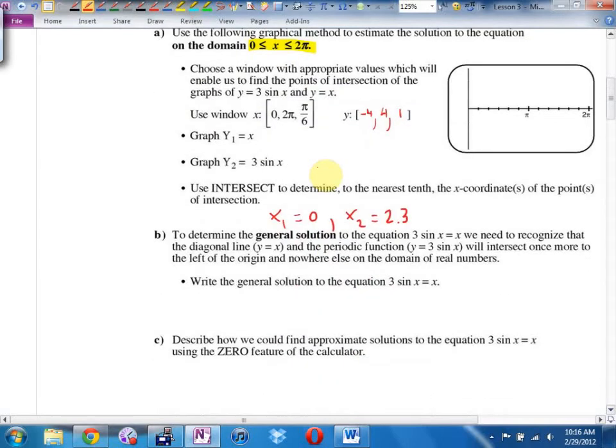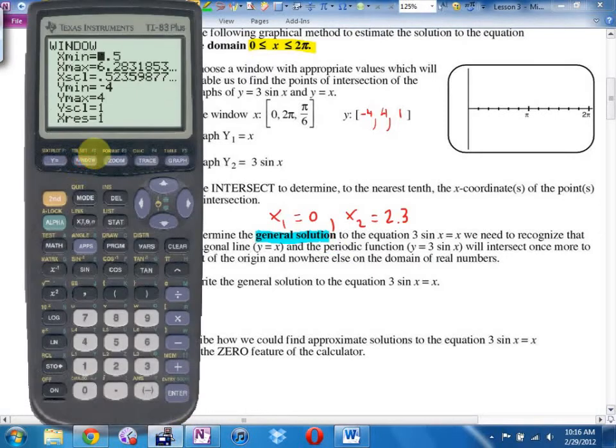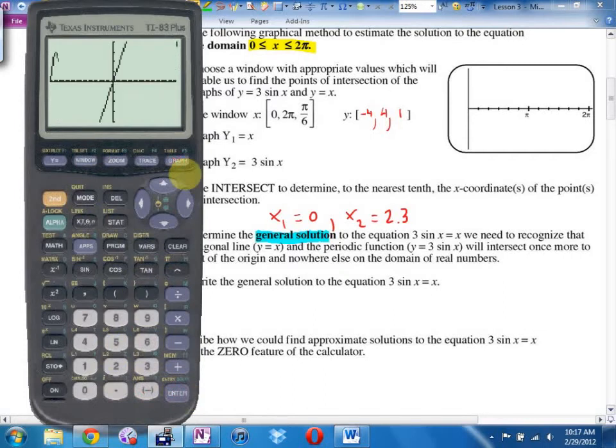What if instead they ask for the general solution, which means all of the answers that exist? Usually what I do is I tend to zoom out a bit. So I go back to my graphing calculator, window, and until I get a good handle on what this looks like, I usually go 3 periods left and 3 periods right, which is going to be -6 pi and +6 pi. And I'm just randomly guessing right now, but I'm going to try that.